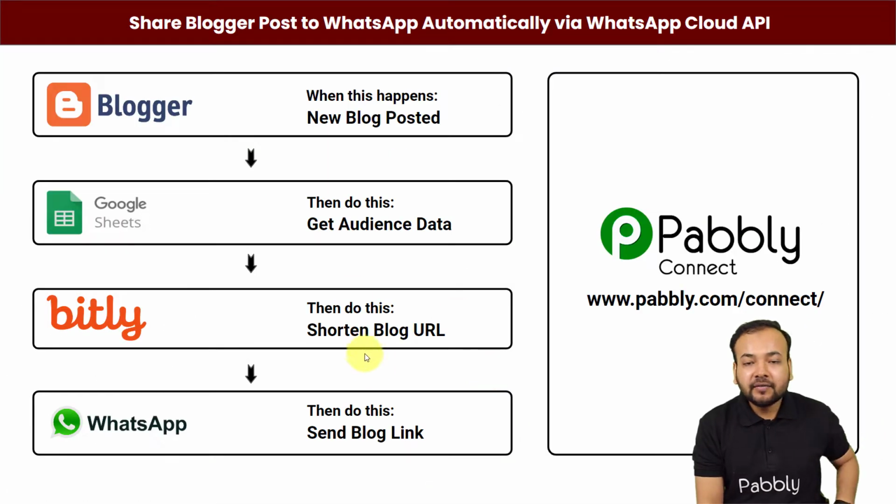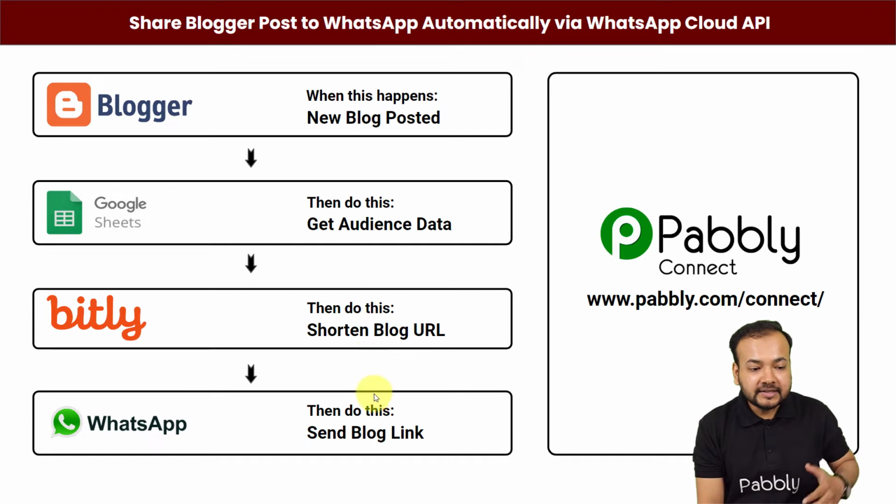So guys, this will be the flow of this automation. Here you just have to post the blog on your Blogger site, and our automation is going to get the audience data from this spreadsheet application here, and then the link of your blog is going to be shortened by the Bitly application, and the shortened link of your blog will be shared on WhatsApp automatically to the audience that you have in your Google Sheets application.